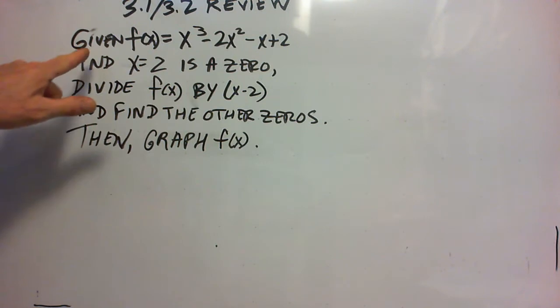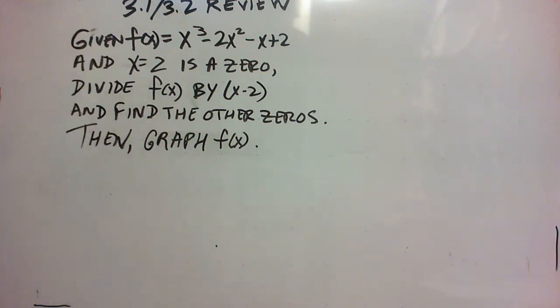Okay, our problem here is: given f of x is the polynomial x cubed minus 2x squared minus x plus 2 and x equal 2 is a 0. Divide f of x by x minus 2 and find the other zeros.